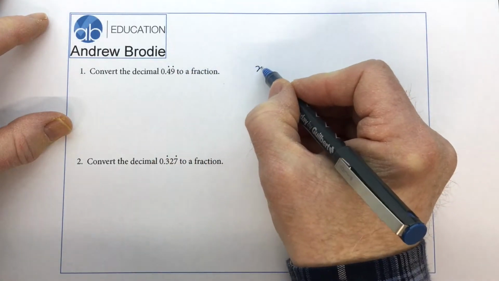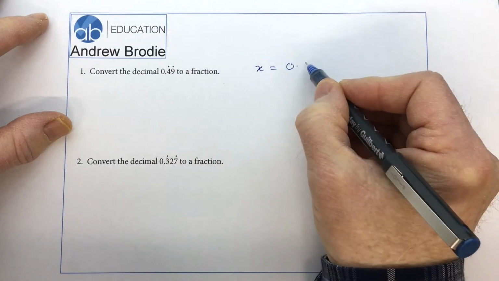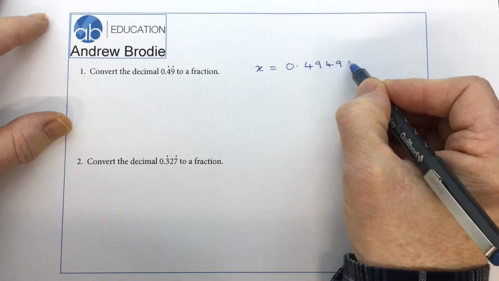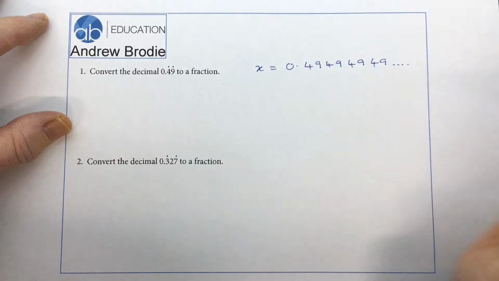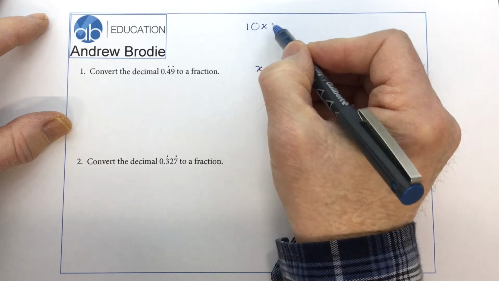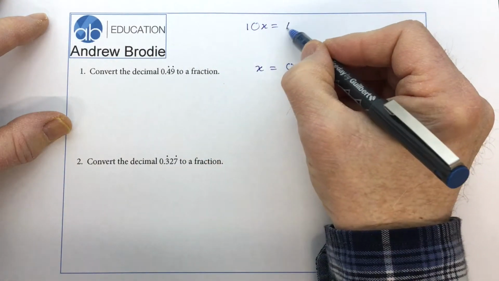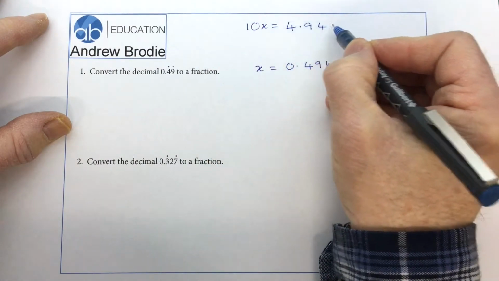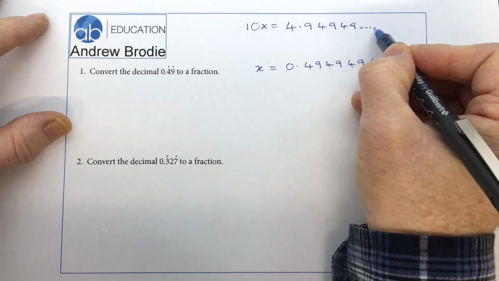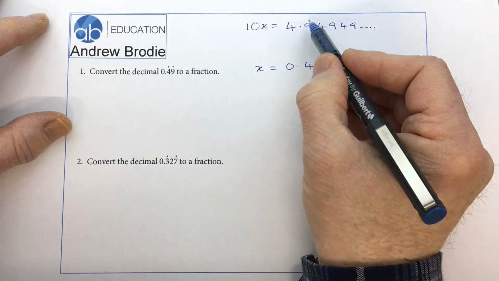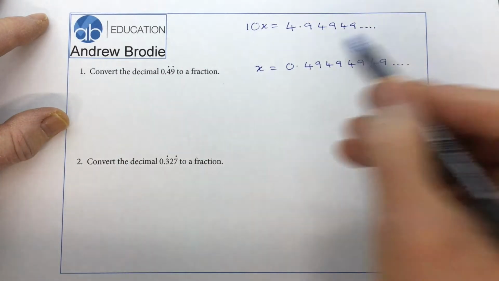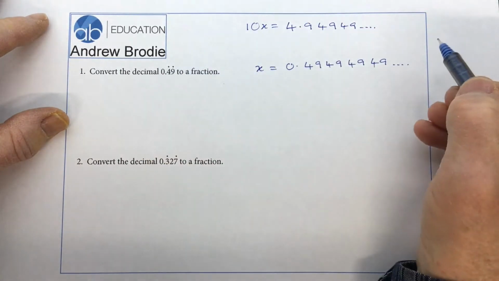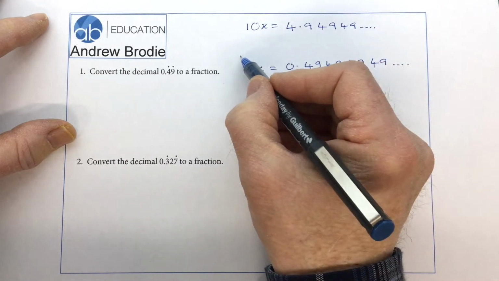And this time, as you can see, we've got two numbers recurring. So x will actually be equal this time to 0.49494949 and so on. 10x isn't actually going to help us. 10x would be, everything moves over one place, 4.94949 and so on. But actually, if you look at that column, we're going to be taking the wrong things away. So what we've got to do when there are two recurring digits is do 100x.